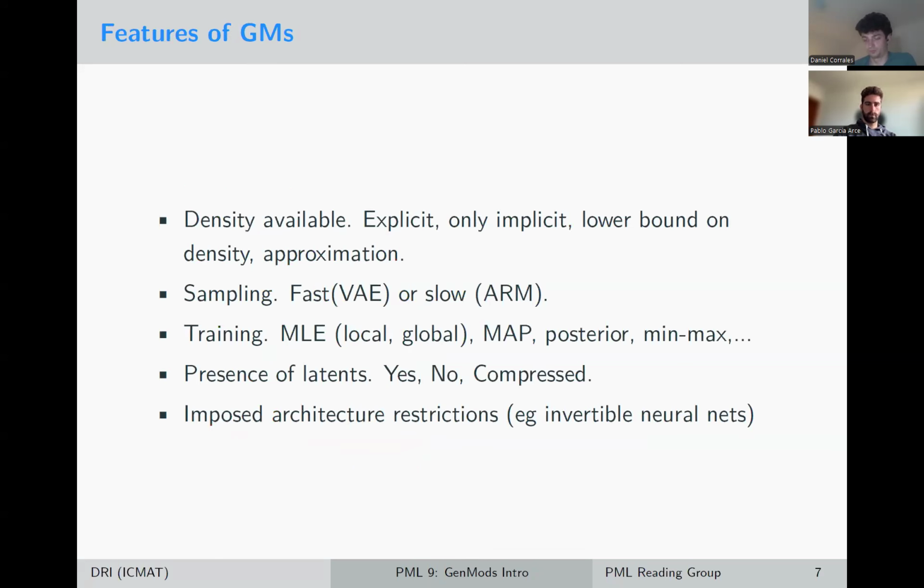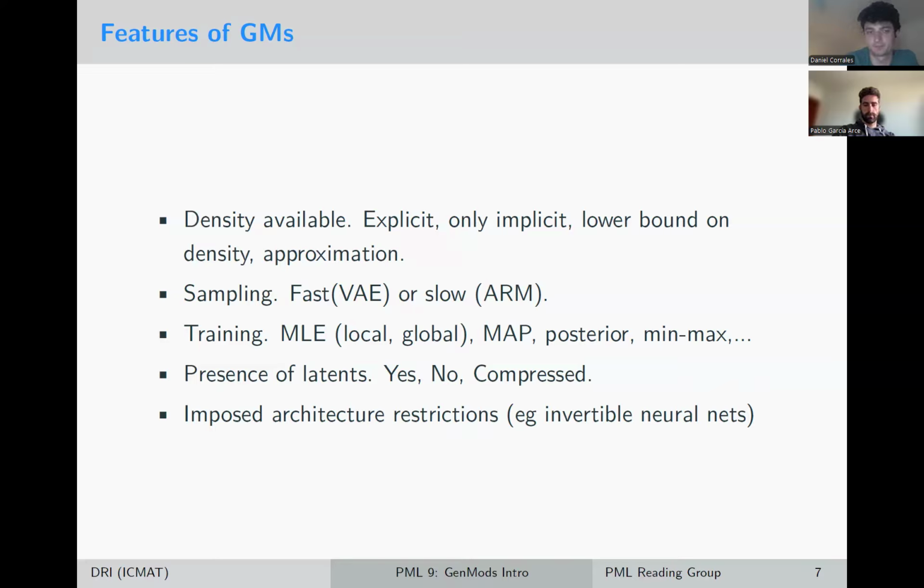Okay, so there are features when we talk about generative models. There are features to distinguish them. For example, the availability of the density, whether this is explicit or only implicit, as in, for example, GANs. Sometimes we can only get a lower bound on density, typically because we try to maximize the ELBO, as we explain in sessions 2 and 5. And sometimes we only have an approximation.